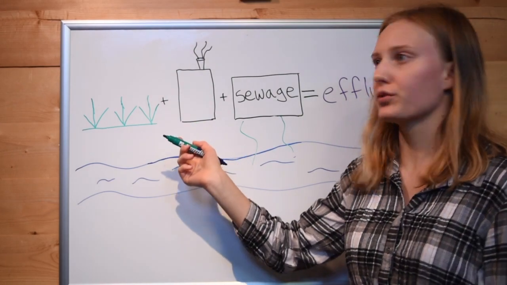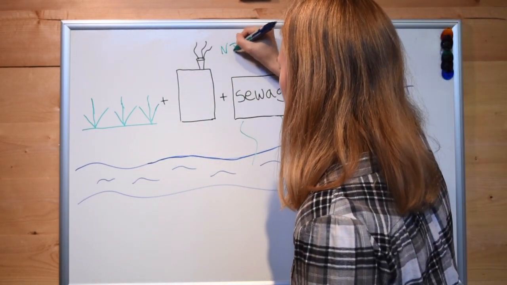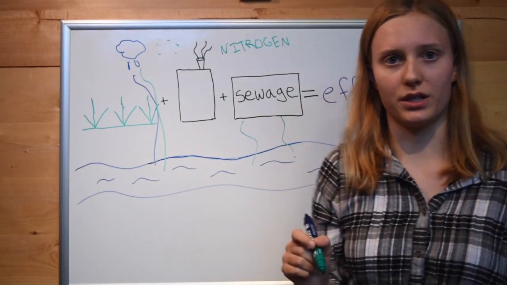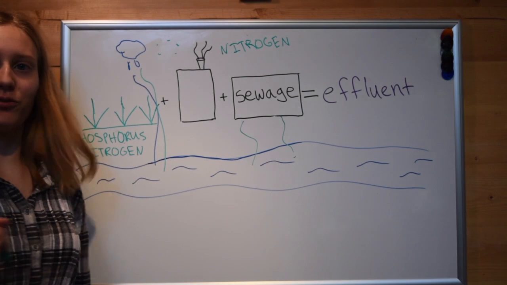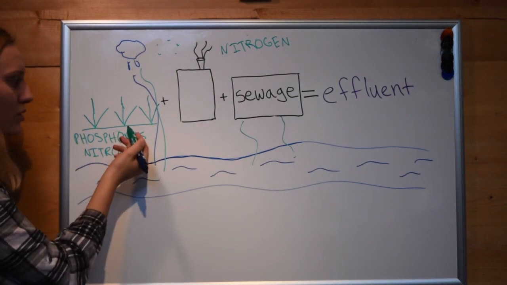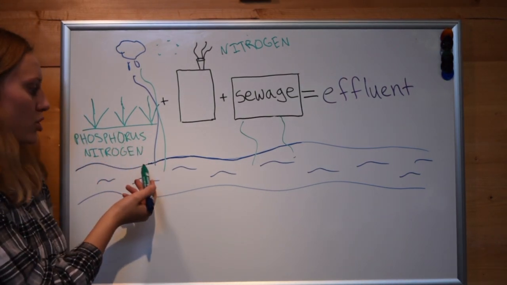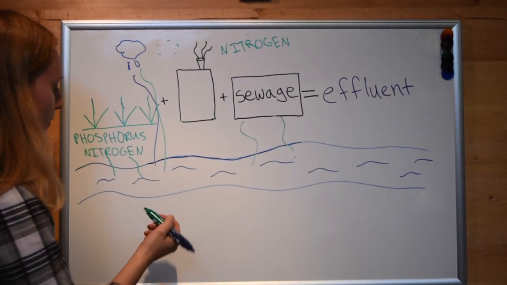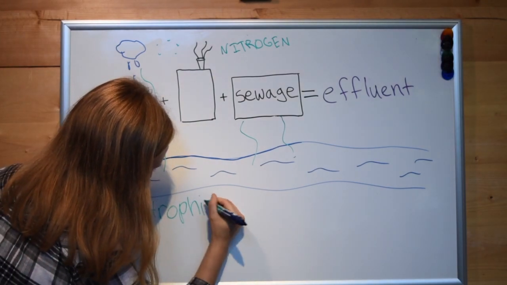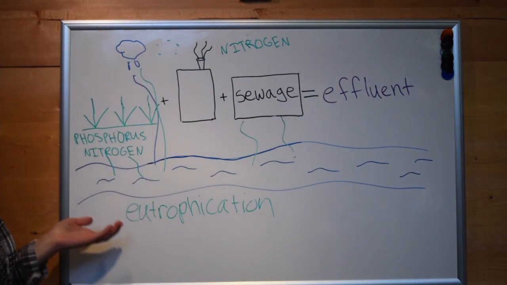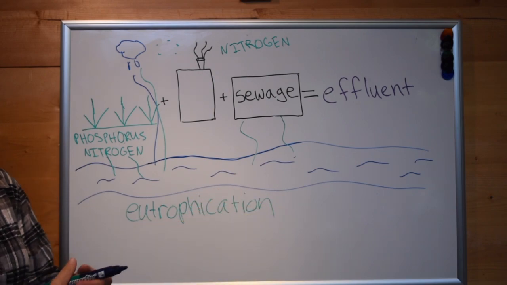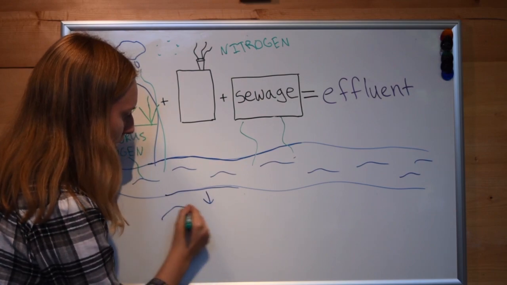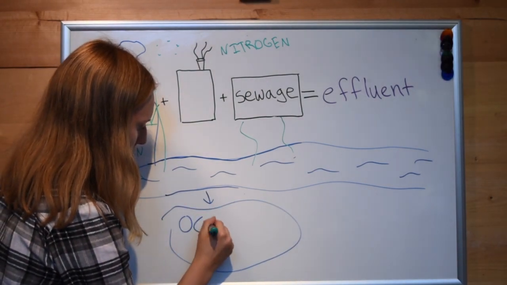When we burn fossil fuels, it releases nitrogen, which falls to the earth with condensation. When farmers fertilize their crops, they use nutrients that have phosphorus and nitrogen in them. And there is a certain amount of eutrophication, which is when nutrients run into the nearest body of water. And where do most bodies of water lead? You guessed it, the ocean.